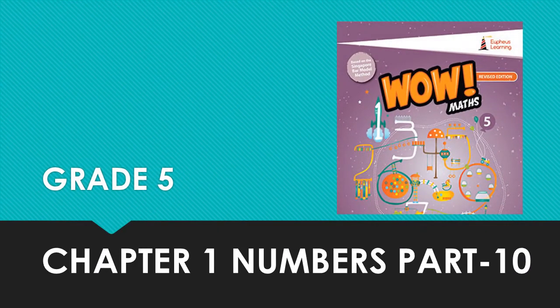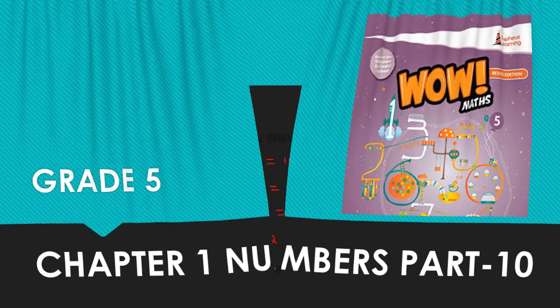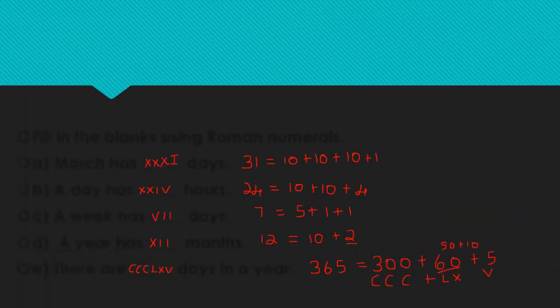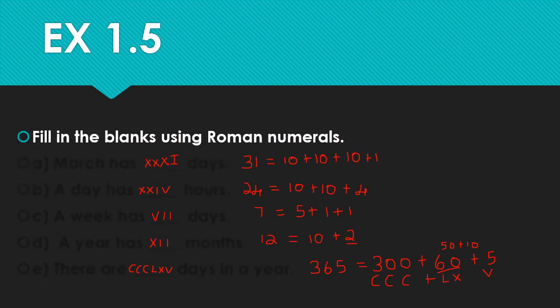Grade 5, Chapter 1, Numbers, Part 10. Today's class, we are going to discuss exercise 1.5. First problem, fill in the blanks using Roman numerals. A. March has dash days.